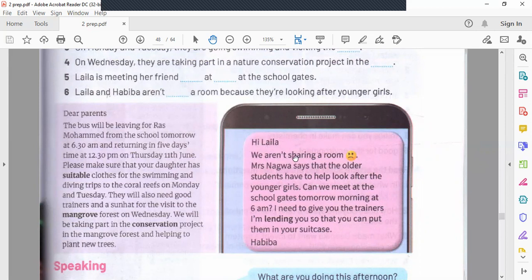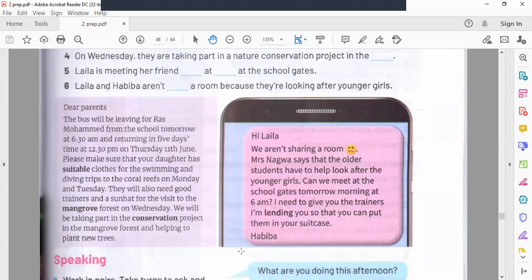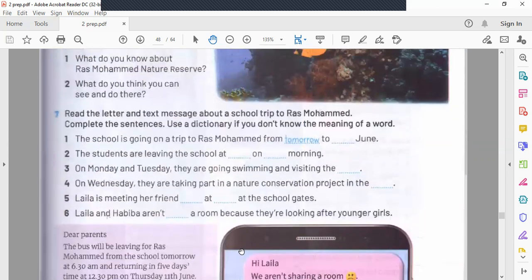Hi, Layla. We aren't sharing the room. Mrs. Nagwa says that the older students have to help look after the younger girls. We can meet at the school gates tomorrow morning at 6 a.m. I need to give you the trainers I'm lending you so that you can put them in your suitcase, and that's from Habiba. Okay, let's return to this exercise and try to do it.